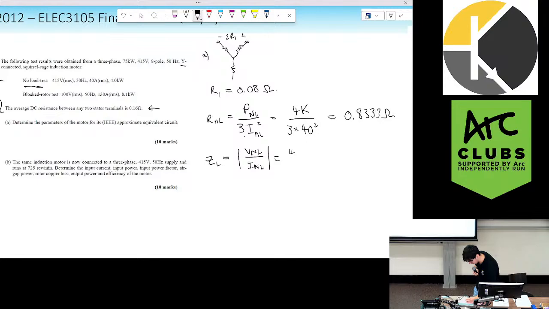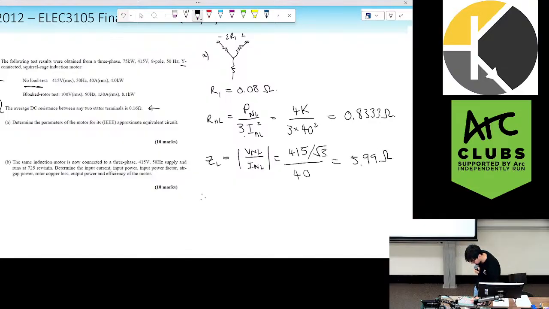So that is 415. Importantly, this is star connected. Remember that we're always given line voltages, so when we do calculations, these all need to be phase. So this needs to be divided by √3. And our current, phase current, is equal to line current in a star connected setup. So we have 40 amps. And this gives us a value of 5.99 ohms.